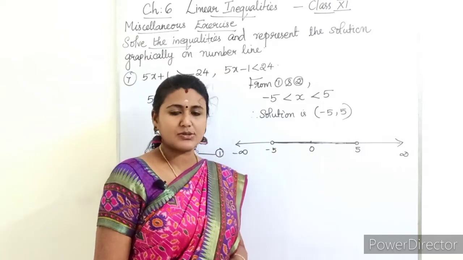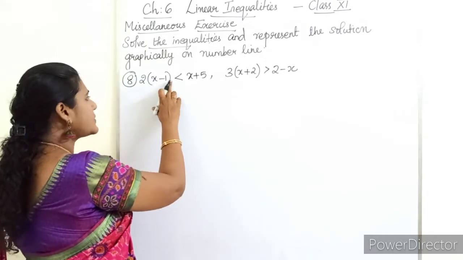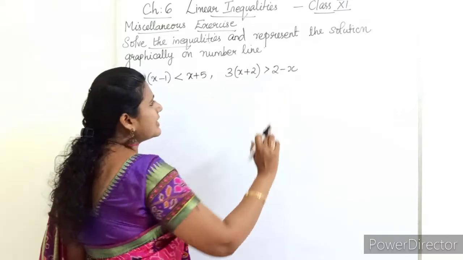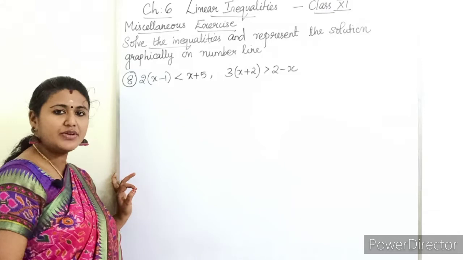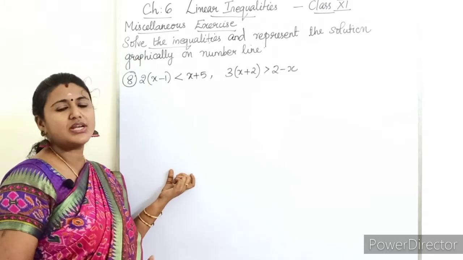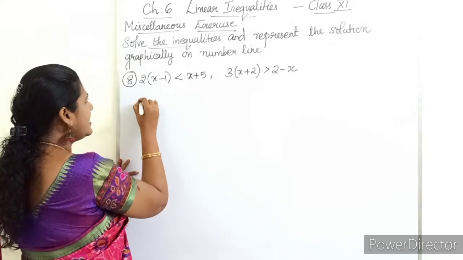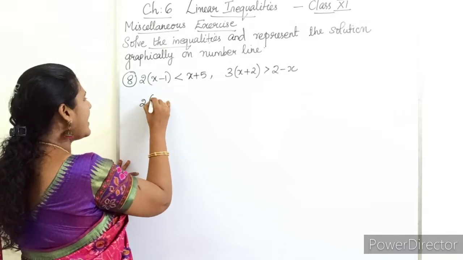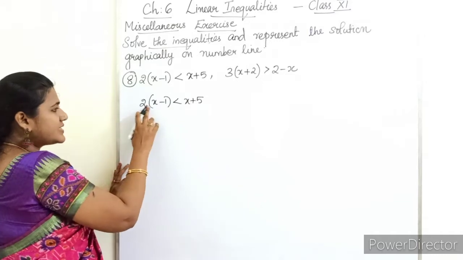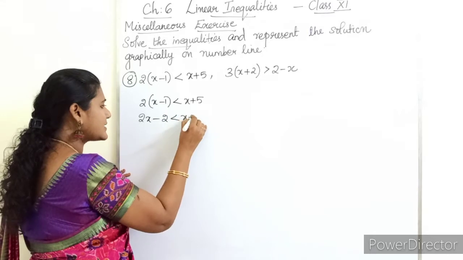Now we will see the next question. Question number 8. 2 into x minus 1 less than x plus 5, comma, 3 into x plus 2 greater than 2 minus x. So here also we have a pair of linear inequalities. We will solve and represent the solution on a number line. First we will solve the first inequality, that is 2 into x minus 1 less than x plus 5. On the left side we will multiply by 2. So 2x minus 2 is less than x plus 5.